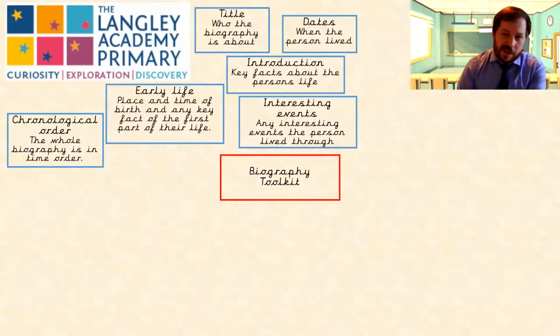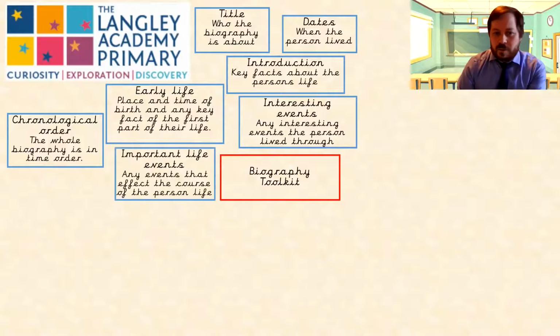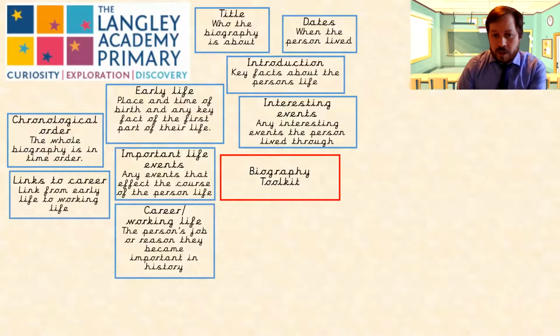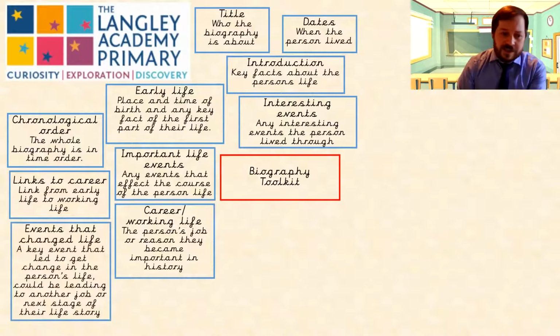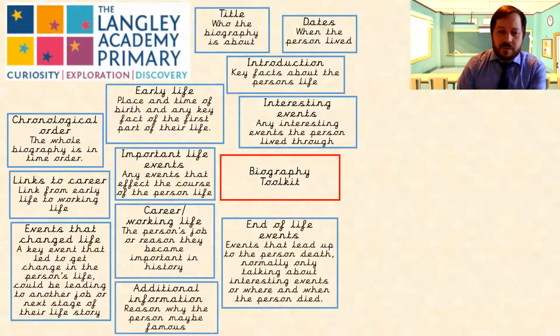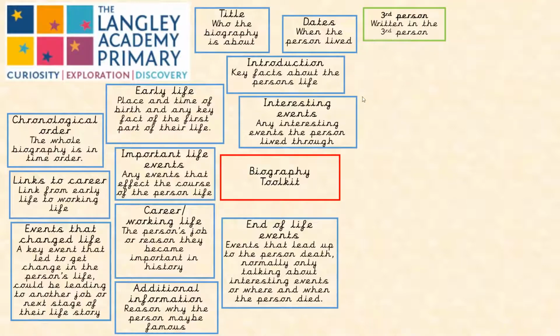But you just need to think about that in terms of within working life, that you try and get that in order as well. When you think about any important events or links to their career, their working life, events that changed their life, and then their end of life events and the additional information summing up the end of it. So we also need to think about our grammar side of things.